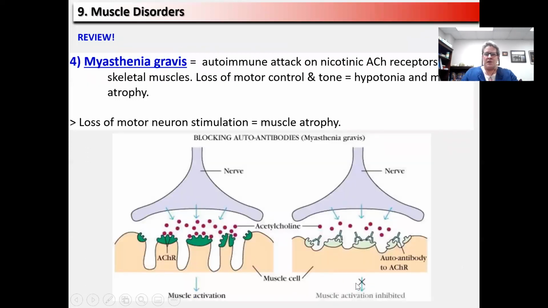Okay, continuing with muscle disorders. Myasthenia gravis is where your immune system attacks acetylcholine receptors, and it's not just the nicotinic ones on your skeletal muscles, it will also go after the muscarinic ones on the heart and smooth muscle. The antibodies are these little green Y-shaped things shown here, and they are degrading the receptor. Without a receptor, acetylcholine can't stimulate the muscle. So over time you get muscle weakness.